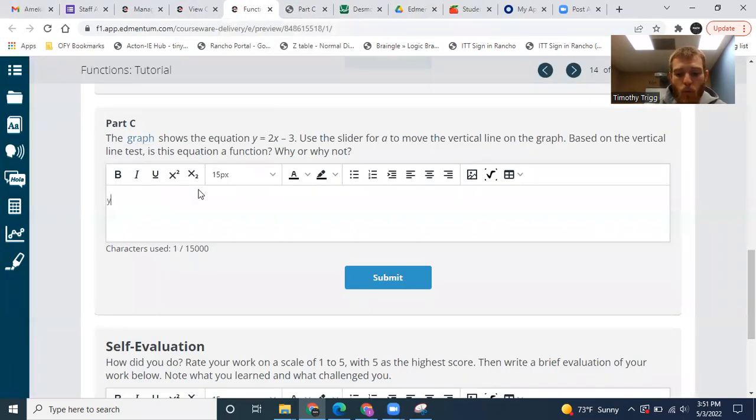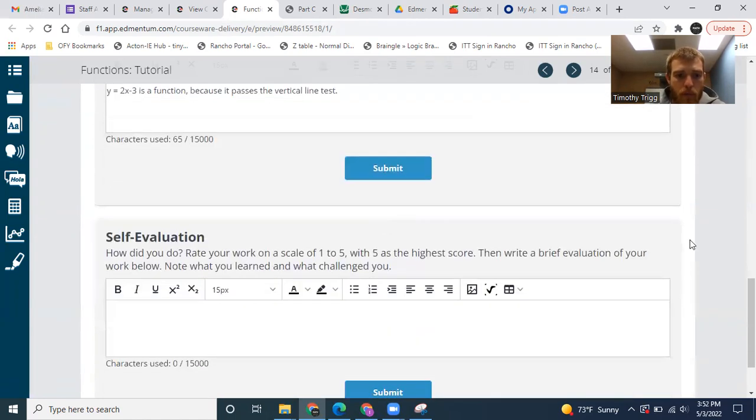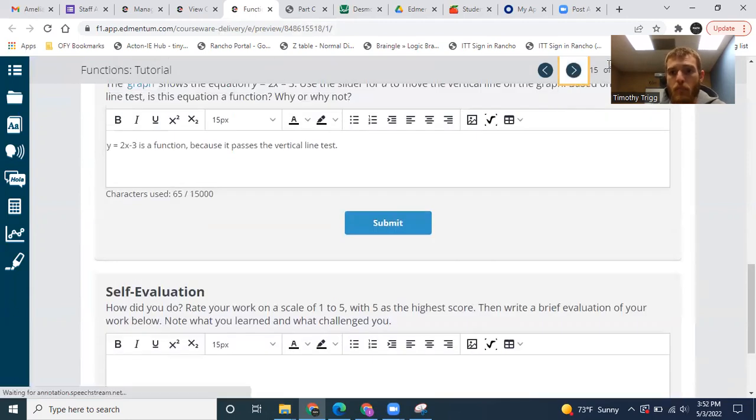So we would say y equals 2x minus 3 is a function because it passes the vertical line test. I don't know how to spell vertical, apparently. Okay. Period, submit.